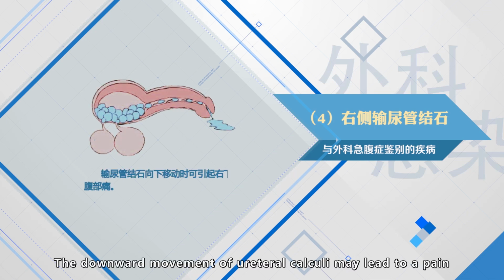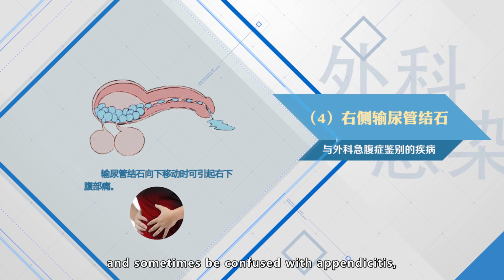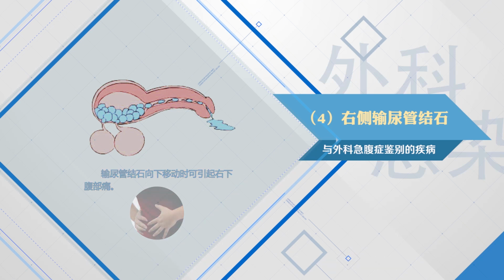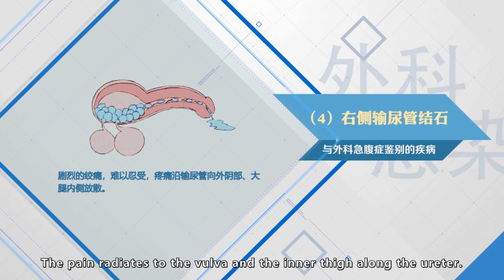Right ureteral calculus. The downward movement of a ureteral calculus may lead to a pain in the right lower quadrant and sometimes be confused with appendicitis. But under the attack of the ureteral calculus, the patient would suffer an unbearable intense pain. The pain radiates to the vulva and the inner thigh along the ureter.